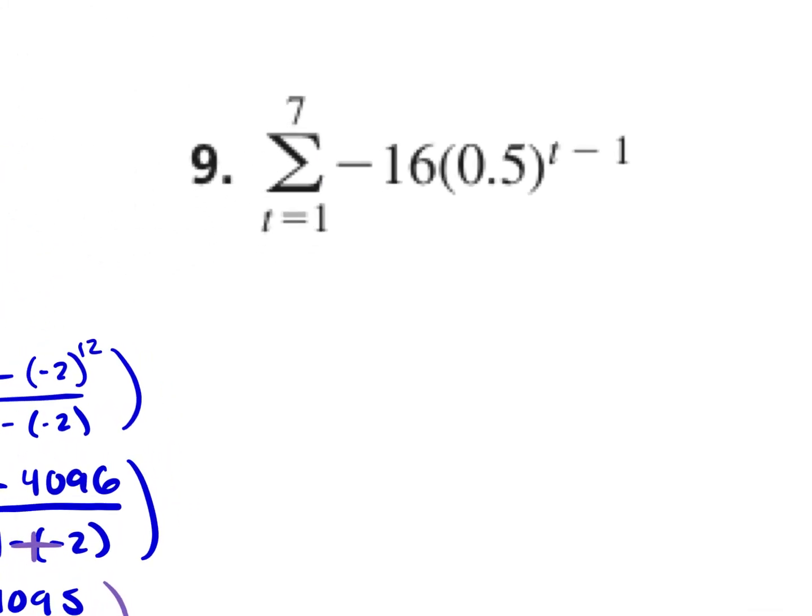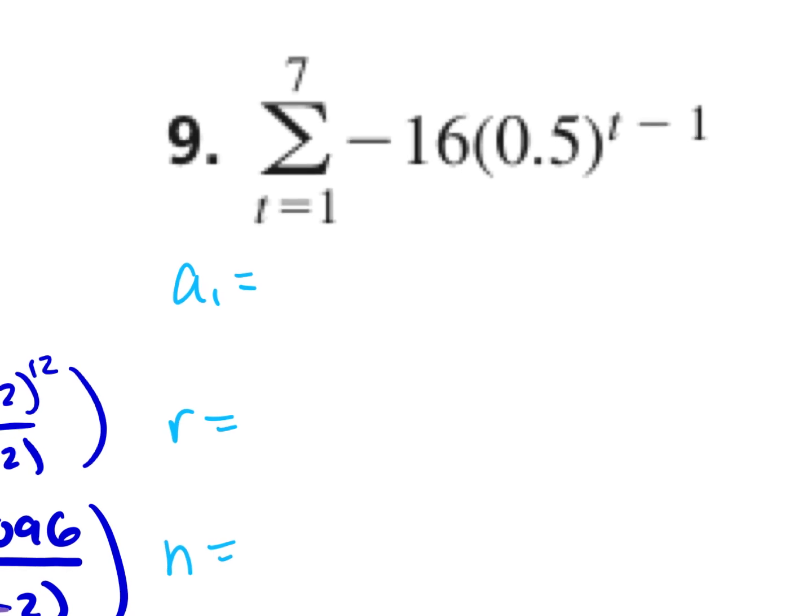Okay, let's do number 9. You need to figure out what our first term is, common ratio, and number of terms. How do I find the first term? Plug in 1. So I have negative 16 times 0.5 to the power of 1 minus 1. What's 0.5 to the power of 0? 1, and 1 times negative 16? Negative 16. What would our common ratio be here? 0.5. Perfect. It's the number that has the exponent, so that would be 0.5. What's n? How many terms are we looking at? 7.